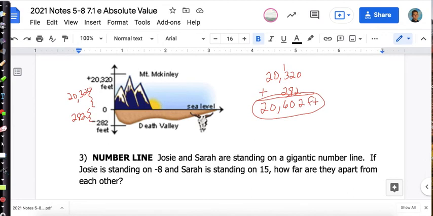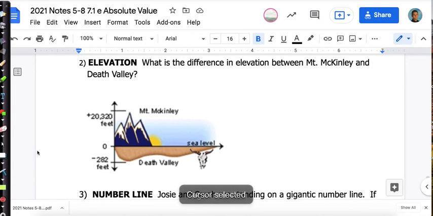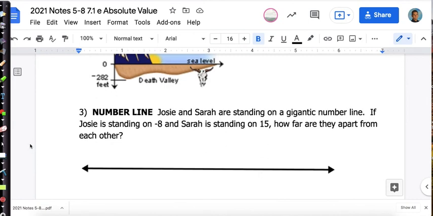Okay, and the third and final question is also a word problem. So once again, I'm going to use the number line below. So Josie and Sarah are standing on a gigantic number line. If Josie is standing on -8, so I'm going to mark -8 here. And Sarah is standing on 15, so I'm going to mark 0. I always want to mark 0 when I'm marking negative and positives. And 15 right there. How far are they apart from each other?